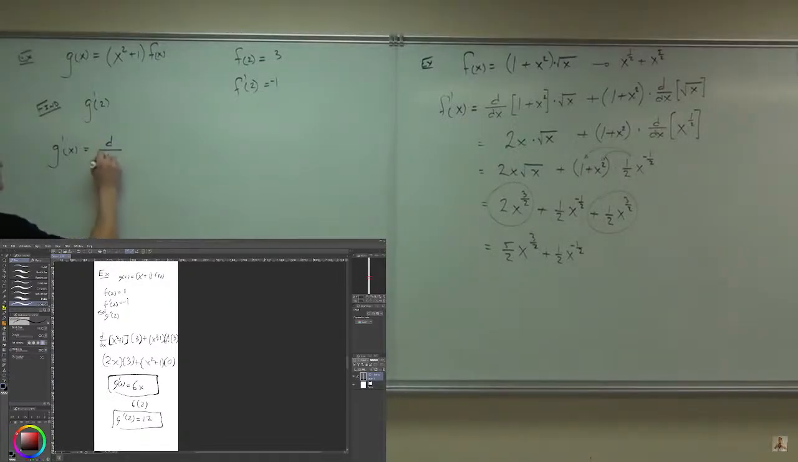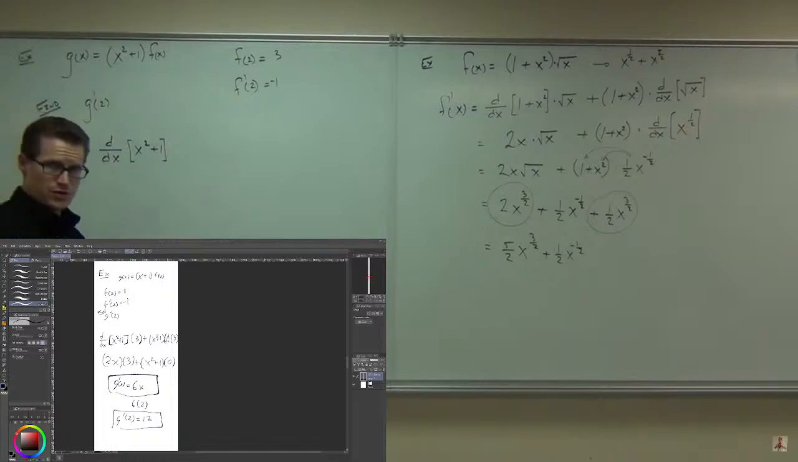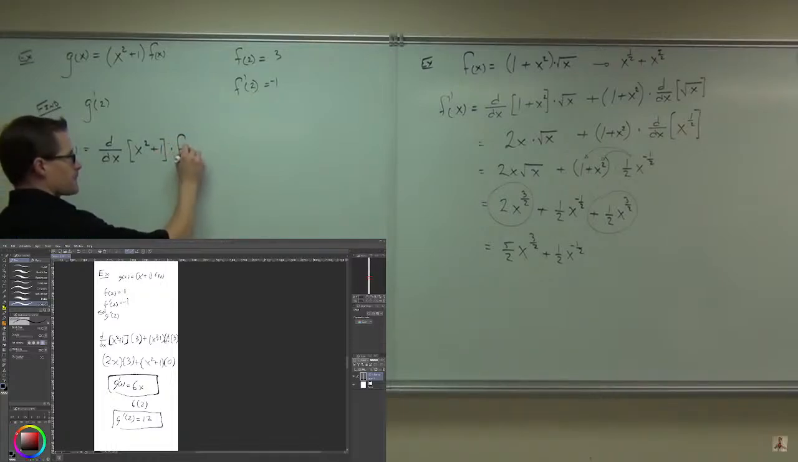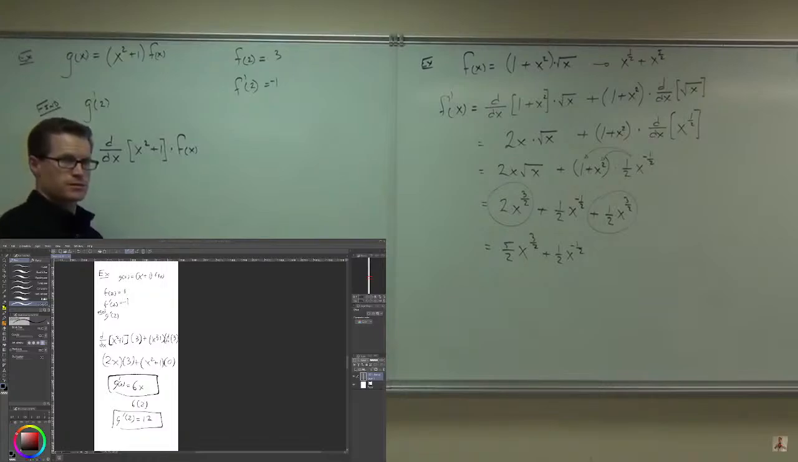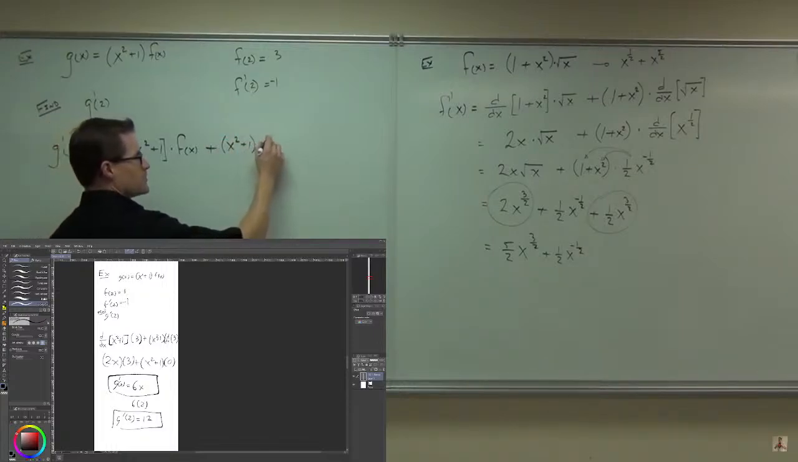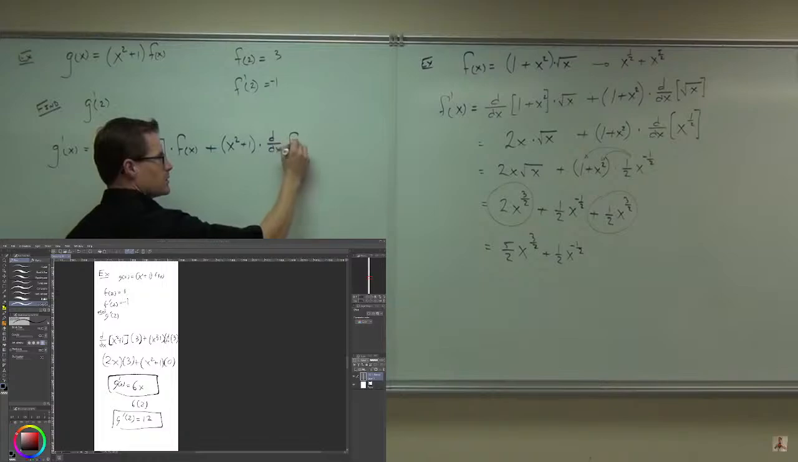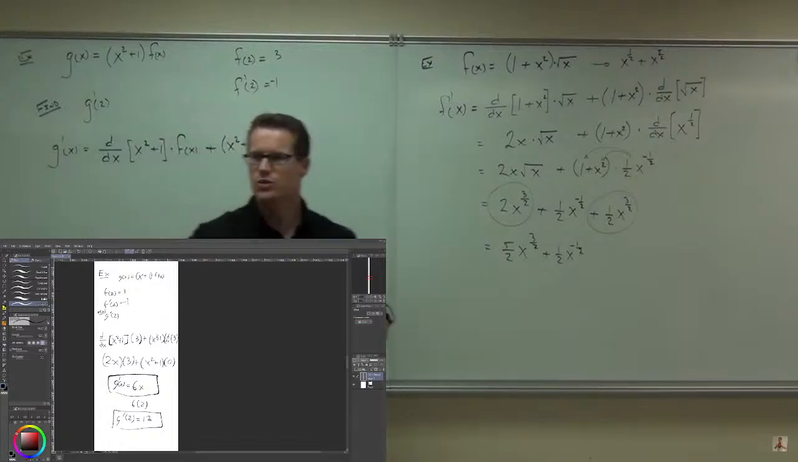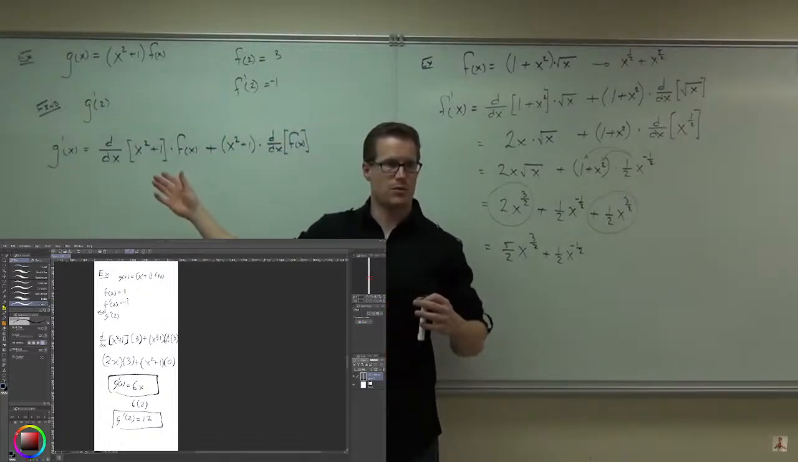This would be g prime of x. Derivative of the first times the second. Yes? Plus the first times the derivative of the second. If you want to use d dx, you can. Would you agree that that is, in fact, the product rule for this problem?